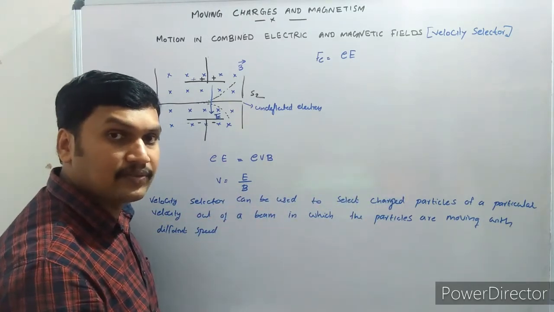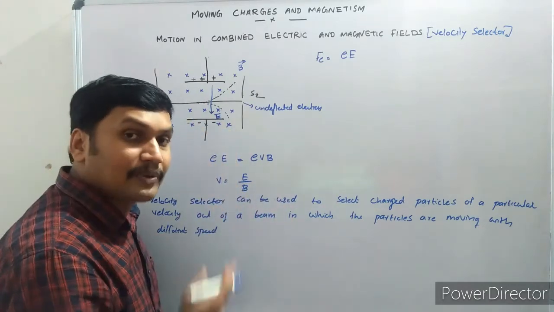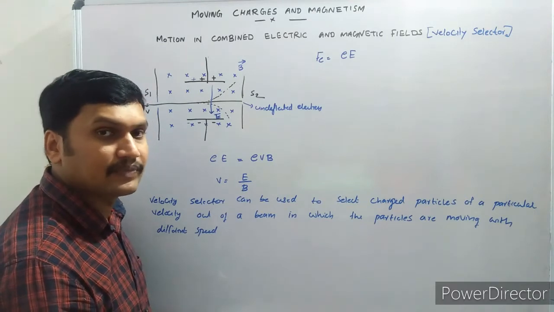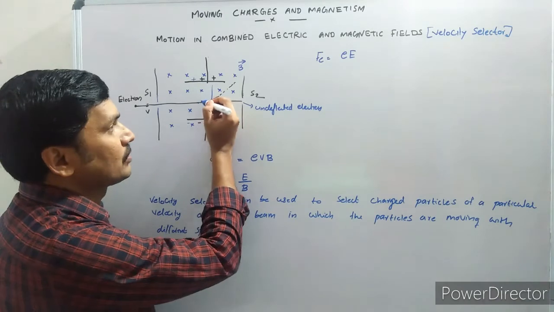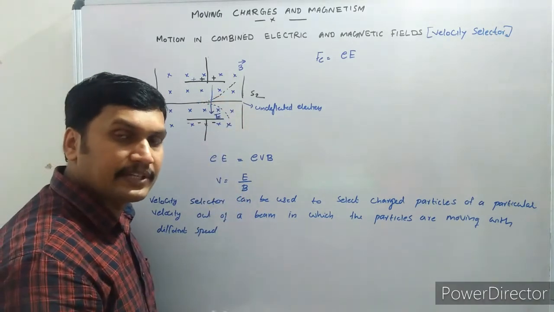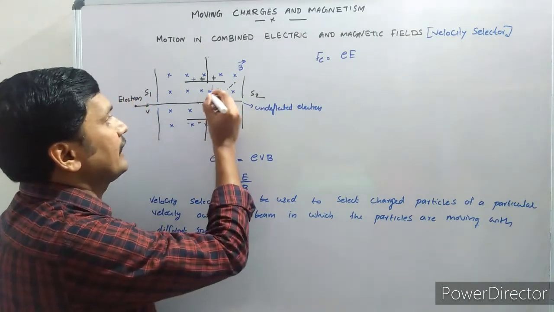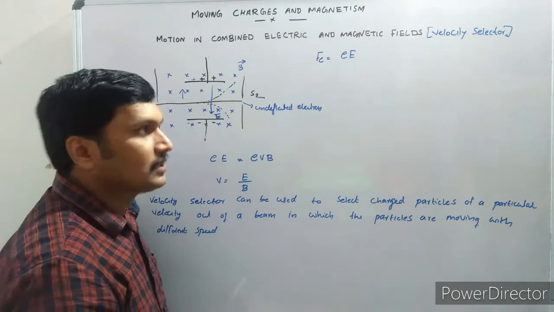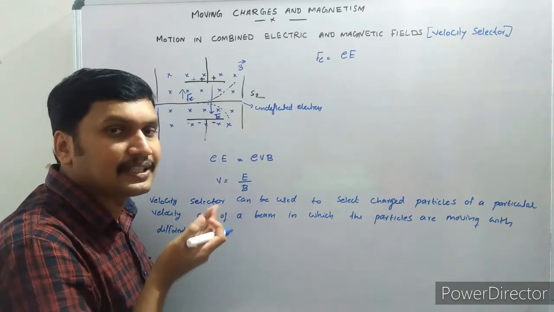What is the direction of that force? As it is an electron, it experiences a force in the direction opposite to the electric field. Here this is the direction of the electric field. So the electron experiences a force towards the positively charged plate. That is the direction of the force due to the electric field. Fe is in the upward direction.